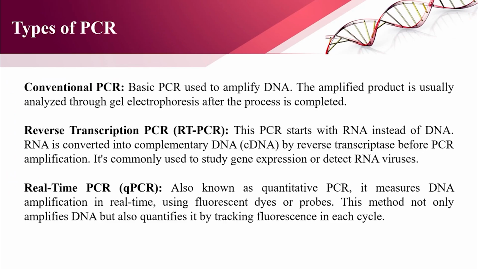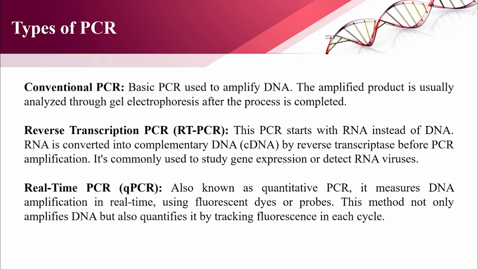Here we will talk about types of PCR. Basically, PCR has so many types, but here we will talk about the main three types. The first one is the conventional PCR. Basic PCR used to amplify DNA, and the amplified product of conventional PCR is usually analyzed through gel electrophoresis after the process is completed. The second one is the reverse transcription PCR or RT-PCR.